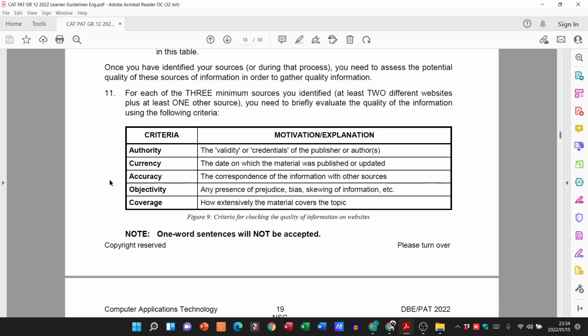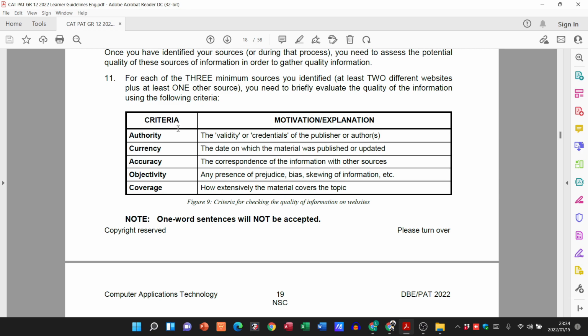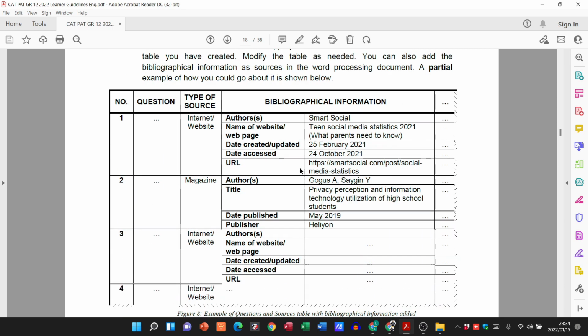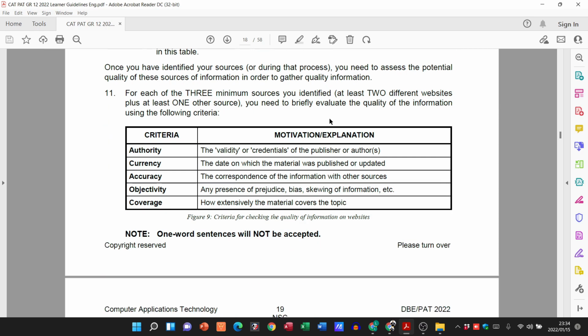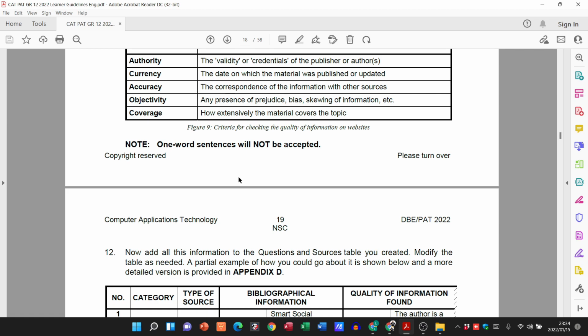Okay, and then you would have another table just added onto that where you would evaluate the source, indicating well on the authority. This indicates the validity or credentials of the publisher or author. So if I went to this site and the author was Smart Social, is it a site that has good authority? Yes, it is. Okay. Currency: is it current in terms of the date everything was published? Well, yes, it is. Is the information accurate? Yes, it is. You know, that is what you are looking for.